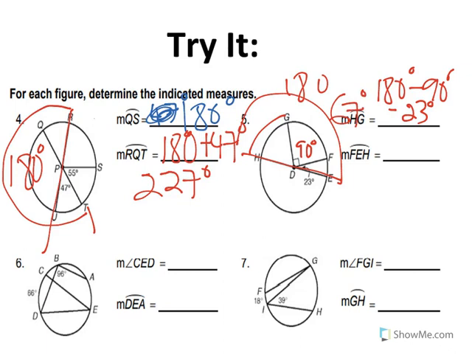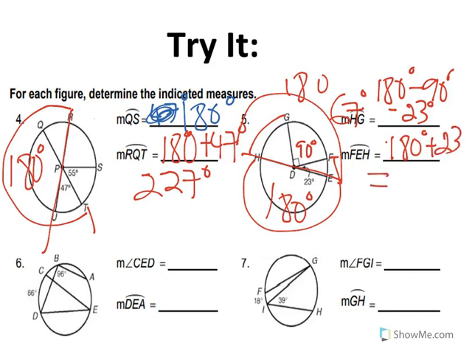And now we're looking for the arc FEH. So then this is FEH. So this is 180. So then this will be 180 plus 23, which will be 203 degrees. Right, let's go on to number 6.